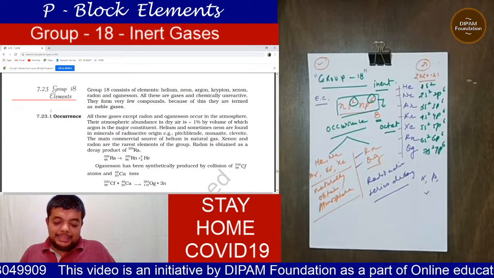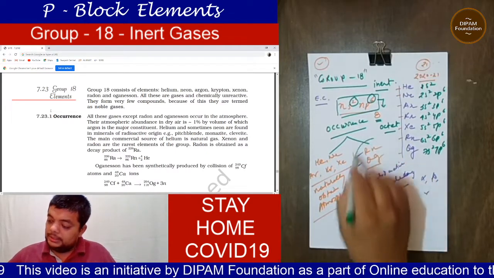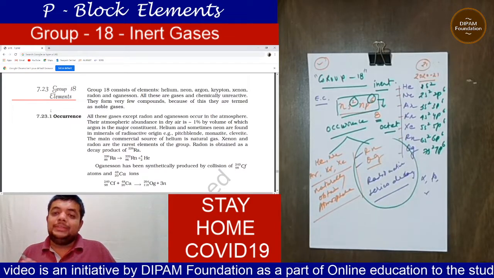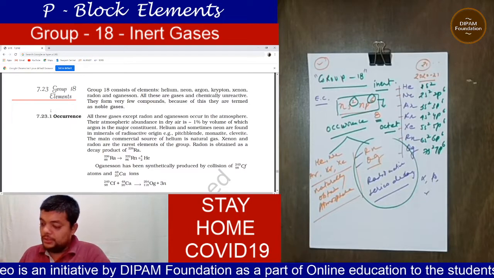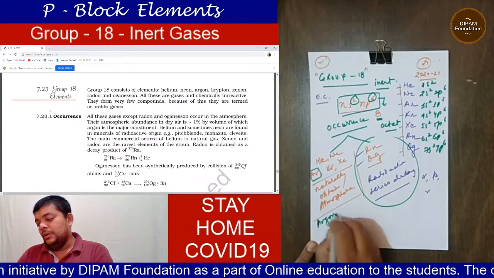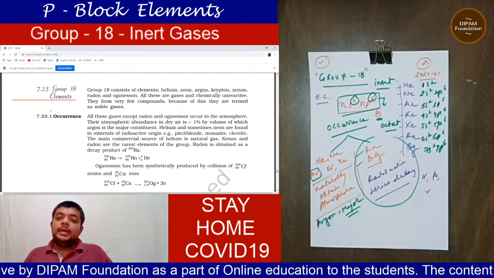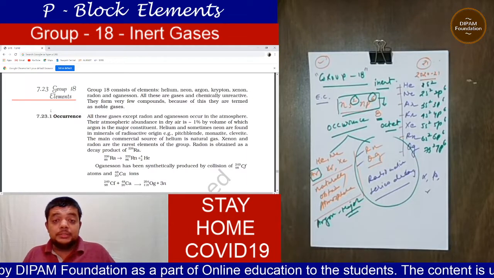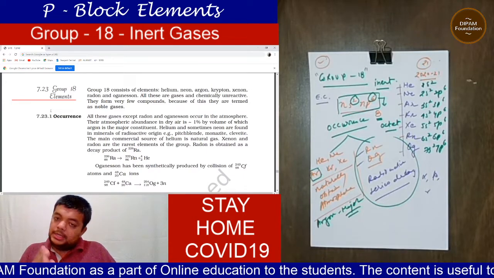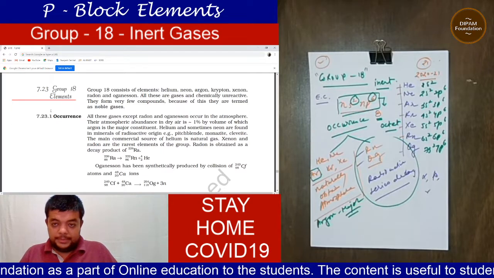All these gases except radon and agneson occur in the atmosphere, so these two are not available directly in the atmosphere. Their abundance in dry air is around 1% by volume, of which, a very important question, argon is one of the major constituents. Helium and sometimes neon are found in minerals of radioactive origin. Which are these minerals? They consist of pitchblende, monazite, clevite, etc.